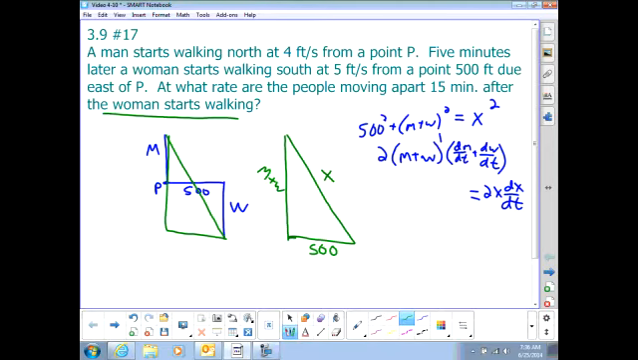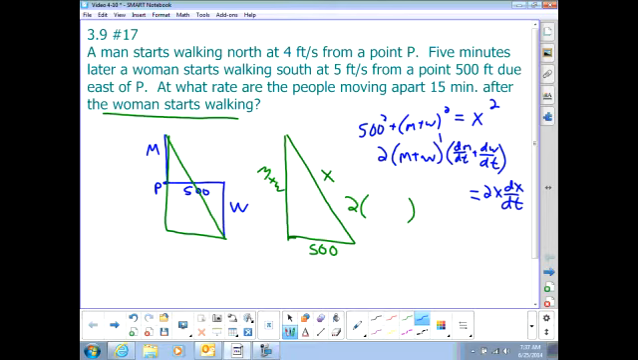Now the thing we're looking for is the rate that the man and the woman are moving apart, so that's really dx dt that we're trying to find. That means that we should be able to find everything else other than dx dt. So let's start out, we'll have 2. Now for the lengths m and w, we're going to have to do a little work. They gave us the man and the woman's rates in feet per second, and notice we had minutes.